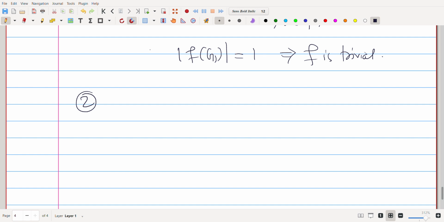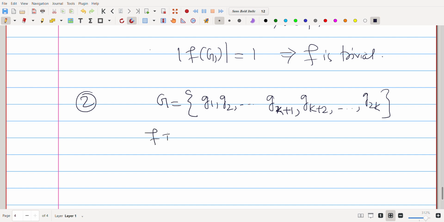Okay, so let G equal to G1, G2 up to Gk, Gk plus 1, Gk plus 2, up to G2k, and say F fixes G1, G2 up to Gk plus t, where t is greater or equal to 1, because we need that F fixes more than half of the elements of G, right? So it will fix at least k plus 1 elements, right?